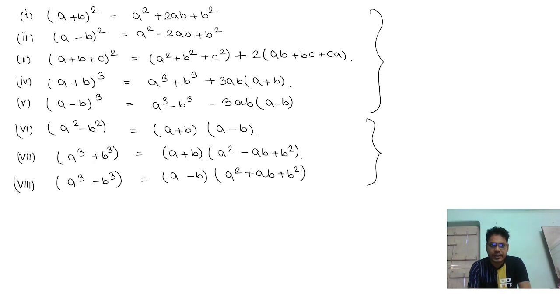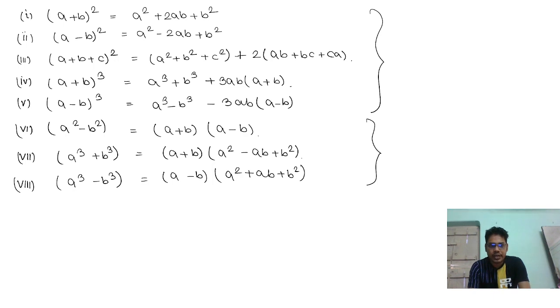Second formula, (a minus b) whole square, that is a square minus 2ab plus b square. Third formula, (a plus b plus c) whole square, that is a square plus b square plus c square plus 2(ab plus bc plus ca). Now (a plus b) whole cube, that is a cube plus b cube plus 3ab into (a plus b). Now fifth formula, (a minus b) whole cube, a cube minus b cube minus 3ab into (a minus b).